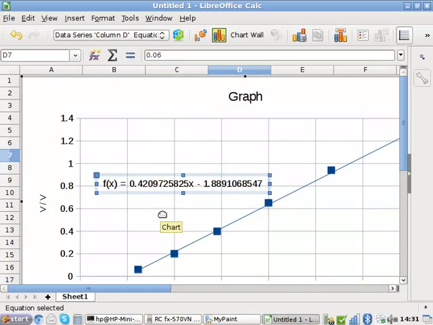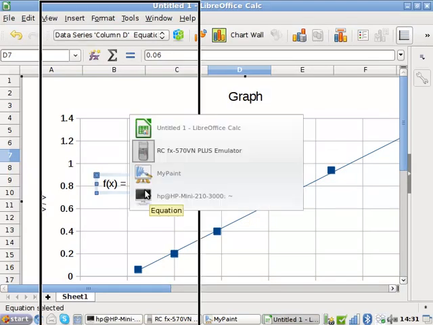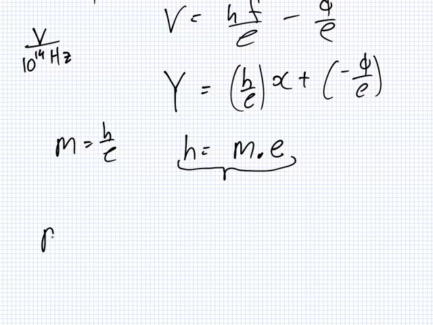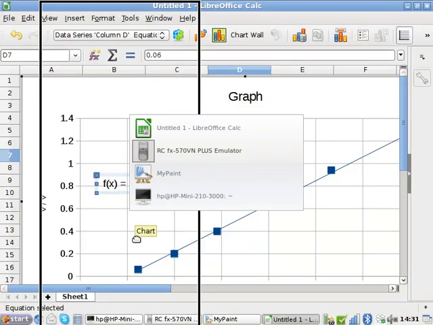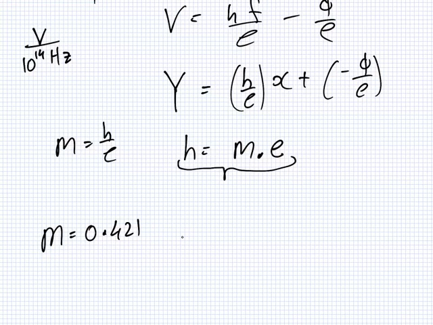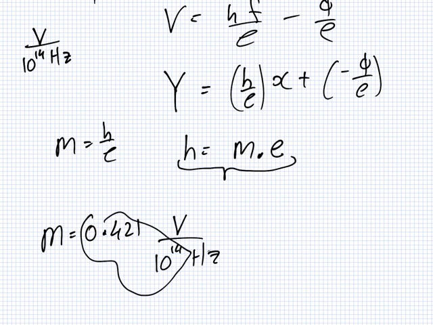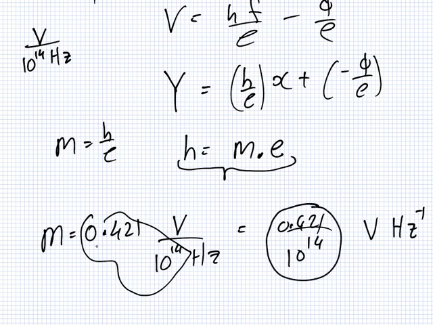So the m is 0.421. And the unit here is y over x, which is volts per 10 to the 14 hertz. Ah, yes. So if I wanted it in just volts and hertz, I need to take that number and divide it by 10 to the 14. Volts per hertz. I'll leave it like that for a moment because I still have a little bit more to do.